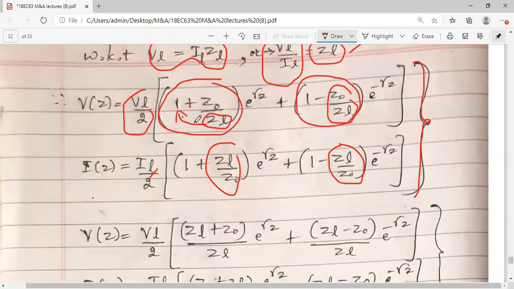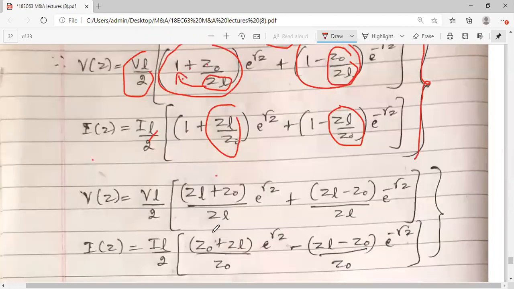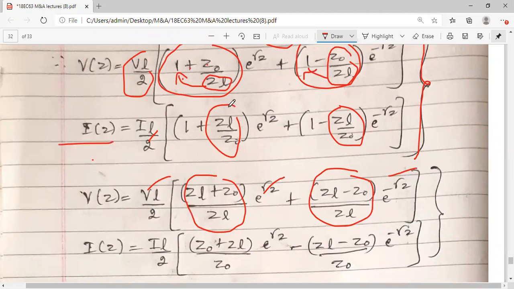multiply it, ZL plus Z naught by ZL, ZL plus Z naught by ZL, ZL minus Z naught by ZL, ZL minus Z naught by ZL, remaining all terms as it is. And in the current equation, check. If I take Z naught denominator LCM, ZL plus Z naught divided by Z naught, that is the difference.